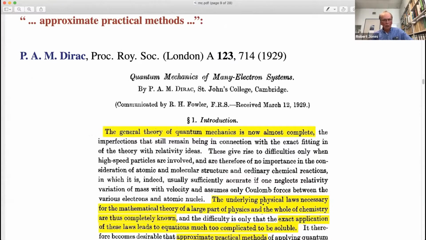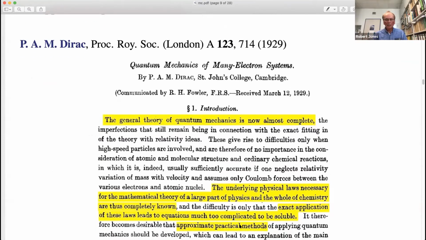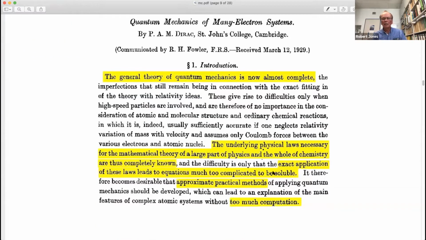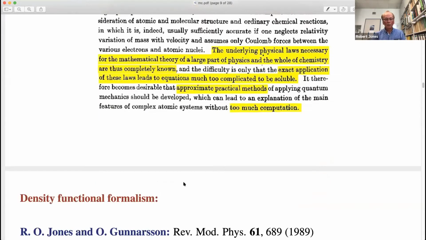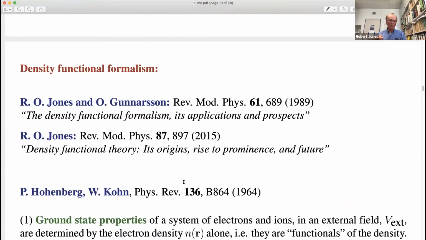that Dirac used. In 1929, he saw immediately after the Schrödinger equation that in principle, all you needed to do was to calculate the wave function and you could calculate the energy. But in fact, this is an impossible task. He saw this in 1929. The exact application of these laws leads us to equations which are much too complicated to be soluble. So he said, we need approximate practical methods to replace the exact solution. And I view density functional theory as such a method.